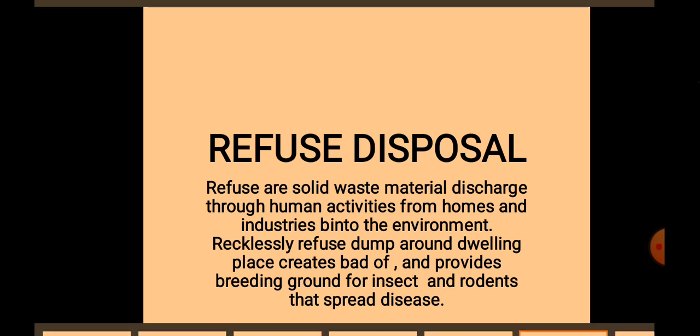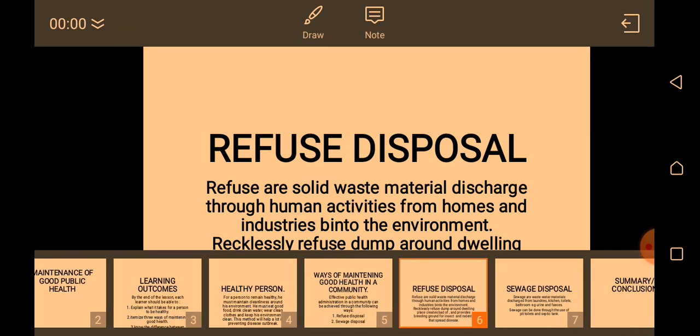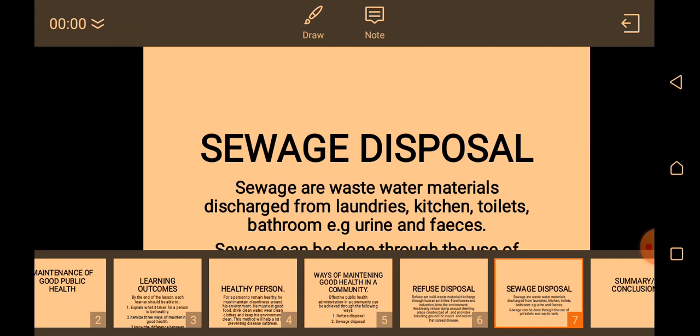Let's look at sewage disposal. Sewage is waste water material discharged from laundries, kitchens, toilets, and bathrooms, for example urine and faeces. Sewage is different from refuse. While we say refuse is solid waste material, sewage is wastewater material, so you can say it is in the form of liquid. Any waste material from our homes that is in the form of liquid is called sewage.